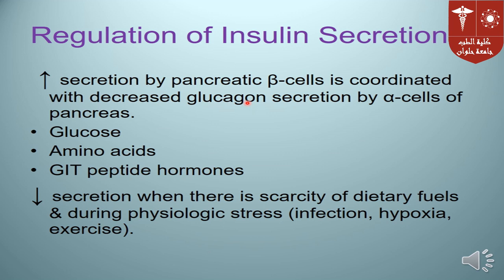Okay, so the main stimulus is glucose. Another stimulus is amino acids. So we can say that whenever we eat, insulin secretion is stimulated by glucose and amino acids of the diet. Also, the GIT peptide hormones, which are released in response to feeding. When we are in a well-fed state, these hormones are released and they stimulate insulin release as well. So we can say collectively that insulin release is increased during the feeding state, during the fed state, during the anabolic phase of the cycle.